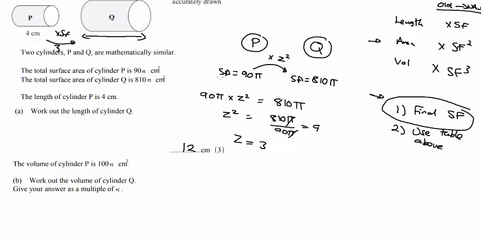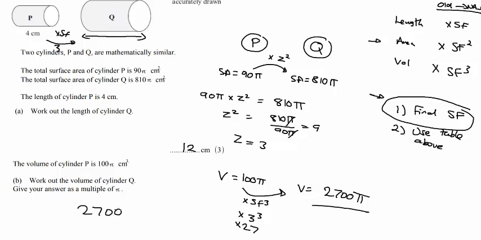And similarly here, we know that the volume of P is 100 pi, and it's asking what's the new volume here. So we know this is scale factor cubed. Well, scale factor is 3, so we cube it, so we actually times it by 27. Times that by 27, you get 2,700 pi. That's your answer here, 2,700 pi. Pretty quick, I know.